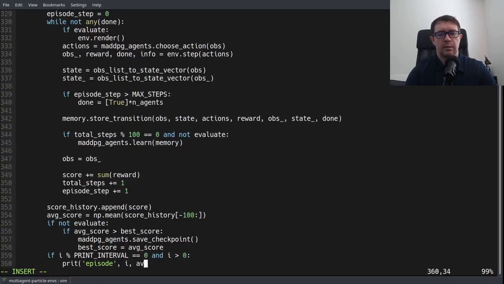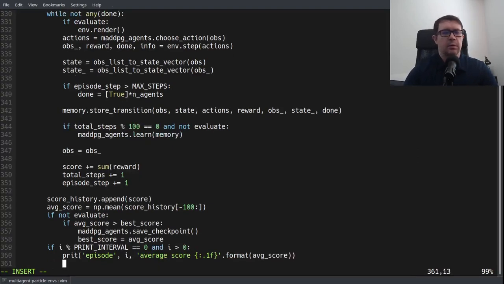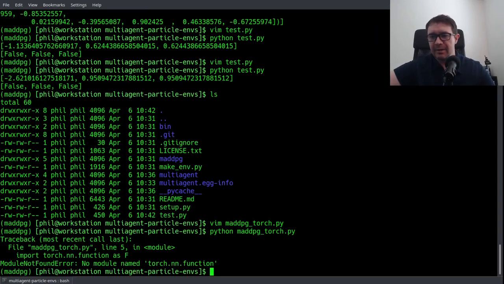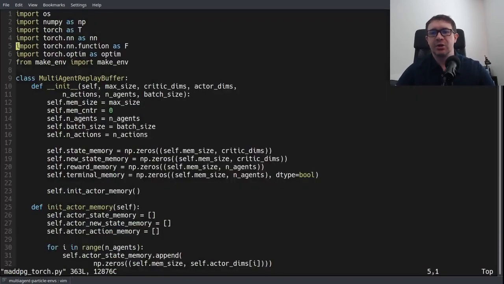i, average score. 360 lines of code, and I'm certain I've made numerous typos in here. Be still my heart, I did not. Okay, now no basic typos. Let's see what I messed up. Moment of truth. nn.function, that was right from the get-go, so that's nn.function null. At least that one's easy.